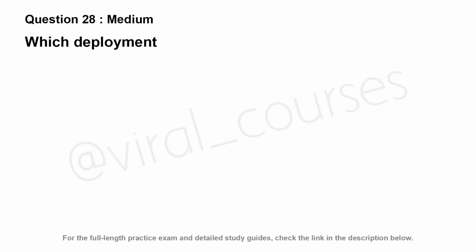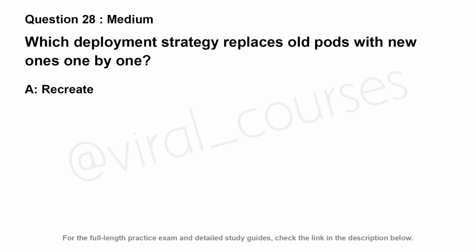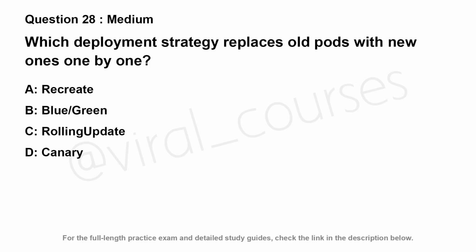Which deployment strategy replaces old pods with new ones one by one? Option A. Recreate. Option B. Blue, green. Option C. Rolling update. Option D. Canary.